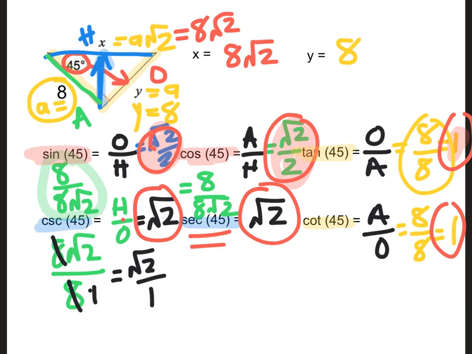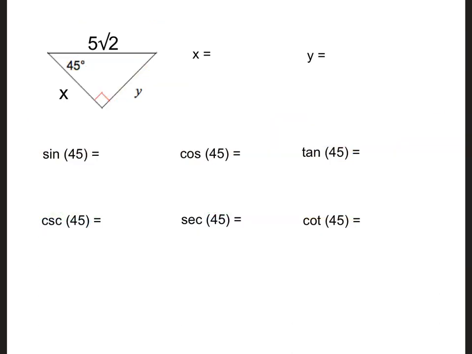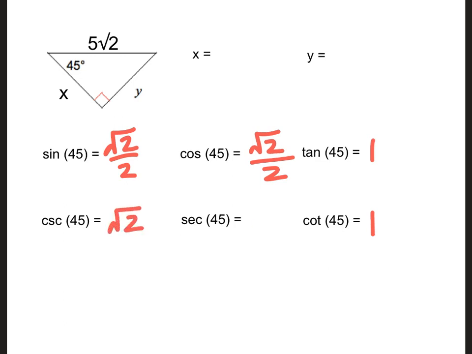So if I go to my next problem, where I have another 45, 45, 90, my numbers are going to stay the same. So notice tangent of 45, that's still going to be 1. Cotangent of 45, that's still going to be 1. My sine and my cosine, my cosecant and my secant are also going to be the same. Sine and cosine are square root 2 over 2. And cosecant and secant are just root 2.